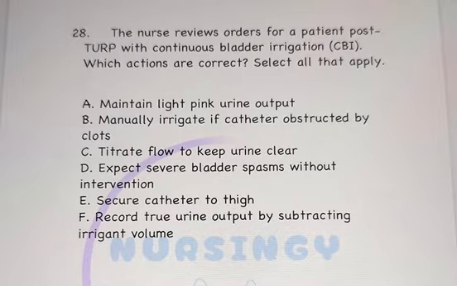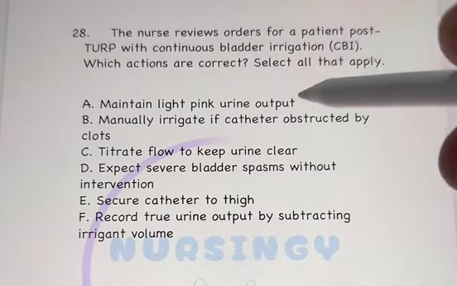Alrighty. A: maintain light pink urine output. Is it good? What about A? Definitely yes to A. This is our goal, because we want to titrate the irrigation rate to keep the urine light pink or clear. It should be either clear or light pink.